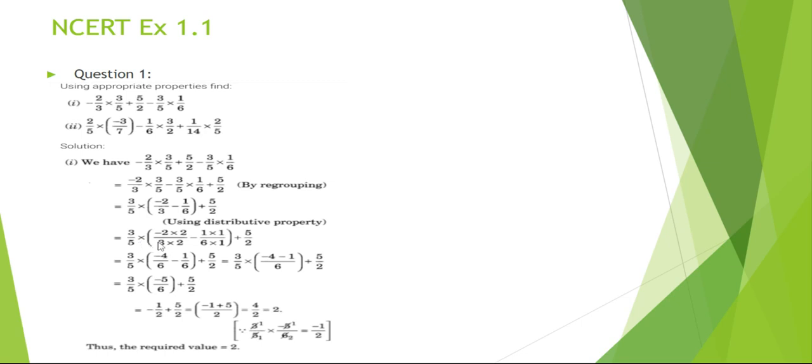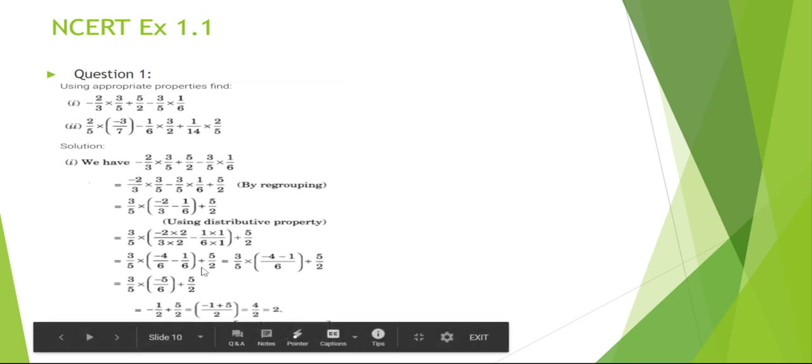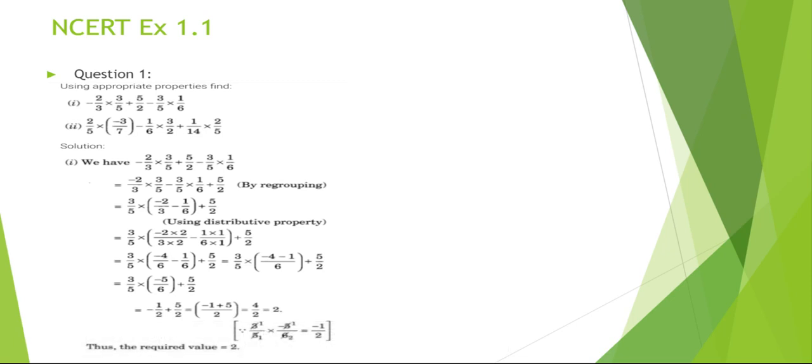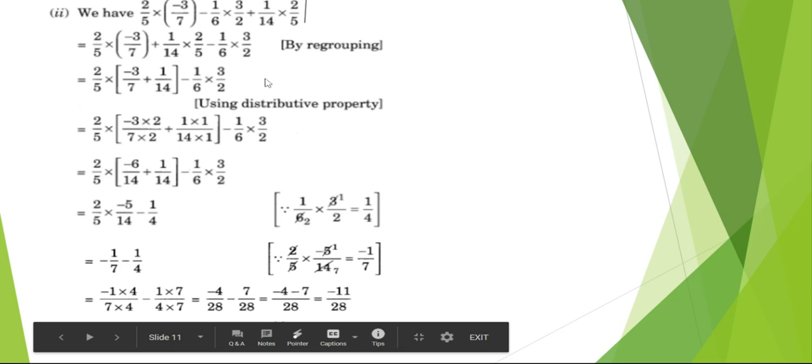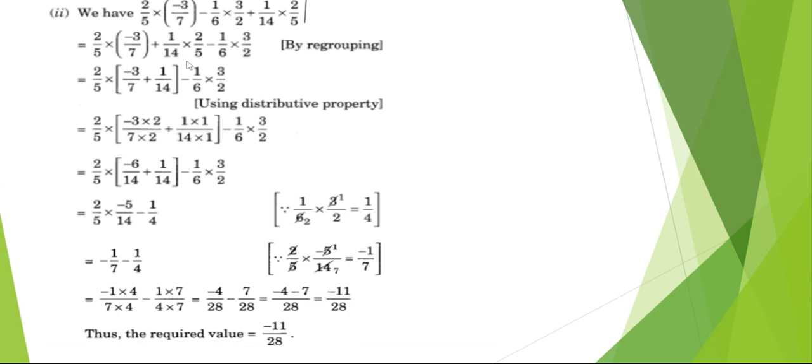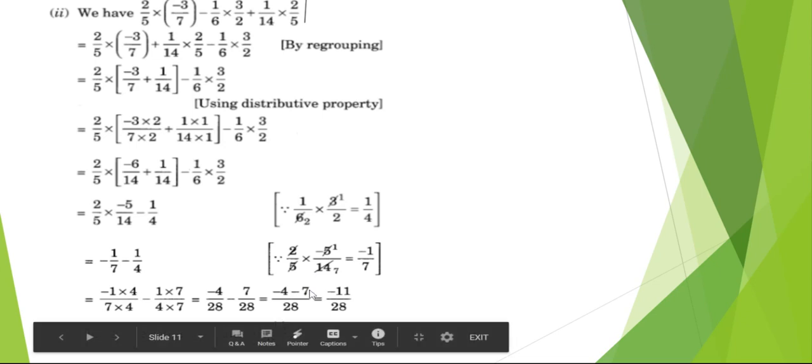3 by 5 multiplied by, and you'll solve this by taking the LCM, and after solving, you'll get the answer as 2. Similarly, we'll solve the second part now. Second part will also use these two properties, commutativity and distributivity. If you look closely, 2 by 5 is common. So you'll take 2 by 5 as common and you'll get the answer by using commutativity, which is regrouping, and distributivity and usual BODMAS techniques, and you'll get the answer.